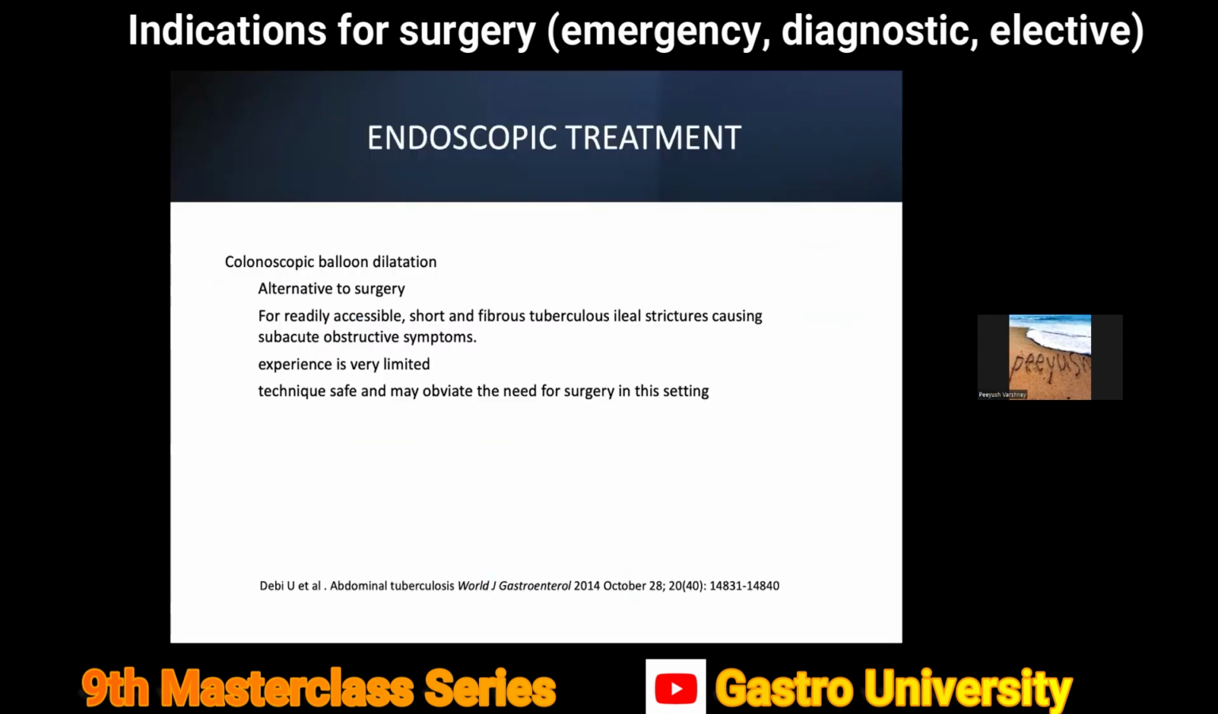A word about endoscopic treatment, because nowadays endoscopic facilities are available at centers of expertise. It should also be used whenever there is an isolated stricture. It is a good alternative to surgery for readily accessible short and fibrous tubercular ileal strictures. Balloon dilatation is a safe option, but the experience is very limited, and the technique is safe and may obviate the need for surgery in these settings.